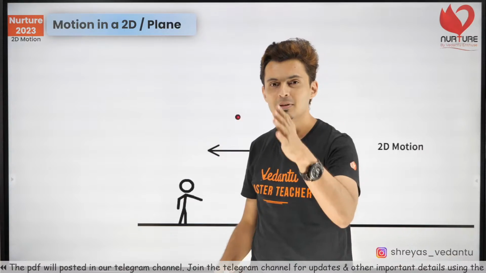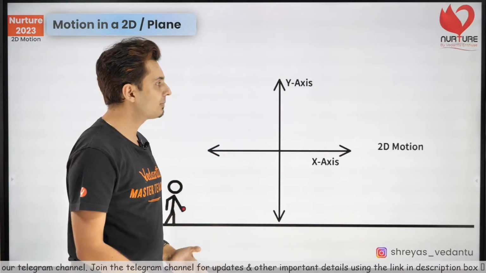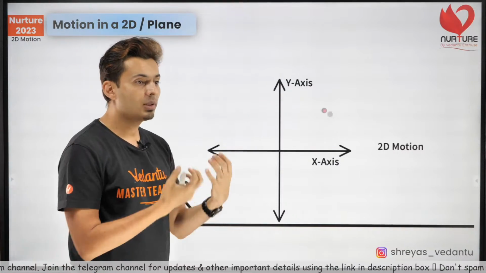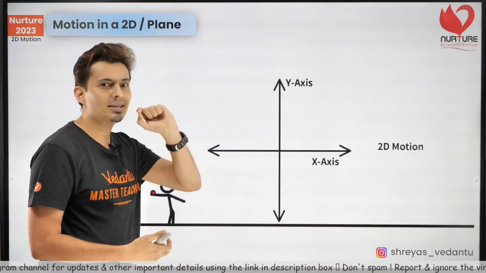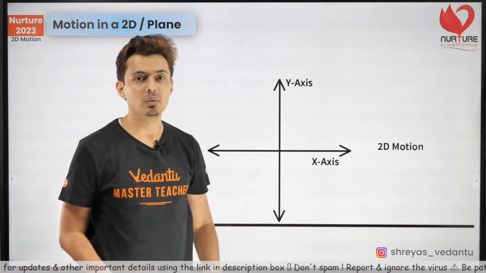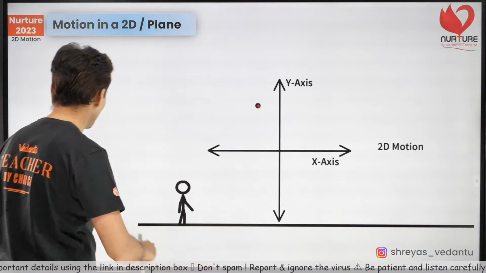That's why the chapter's name is also called Motion in a Plane. Now, the most common mistake people make is that you start with projectile motion but fail to understand that projectile motion is a special case of 2D motion. Now, you might be asking, sir, what is this projectile motion?